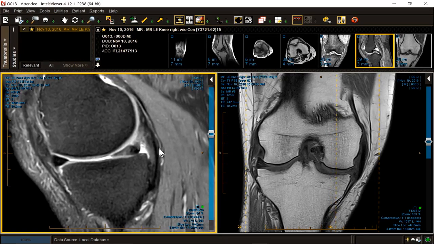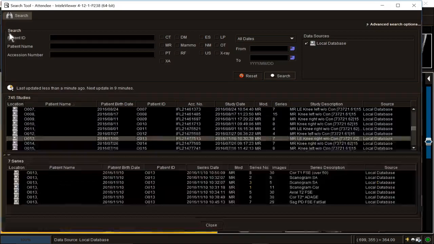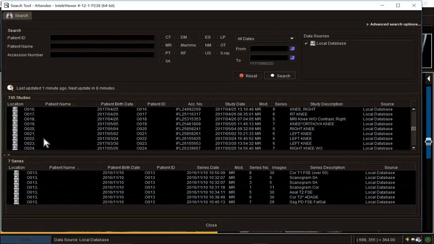Shall we do another? Number 21. That measured out surgically as a 4 centimeter unstable flap tear. Next, 021. Is this fun or what?